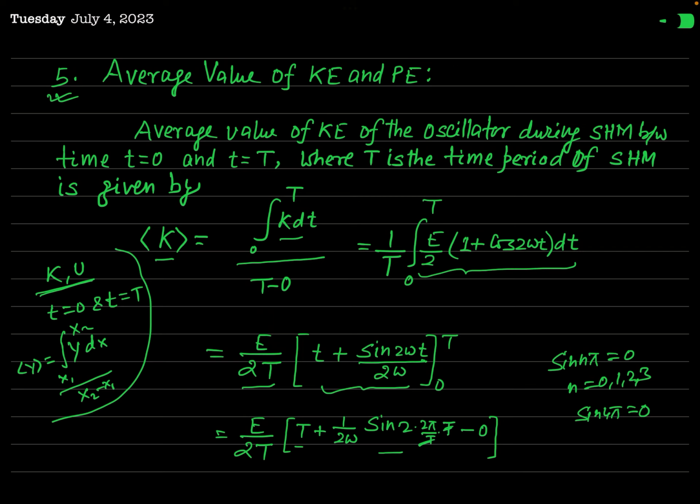And when we put the lower limit, both of the terms will become 0. So I have written here directly 0. Now again you can see this second term contains sine 4 pi, and you definitely have an idea that sine n pi is equal to 0, where n may be 0, 1, 2, 3, 4 and so on. So this second term inside this square bracket is also 0. So the only non-zero term is this capital T.